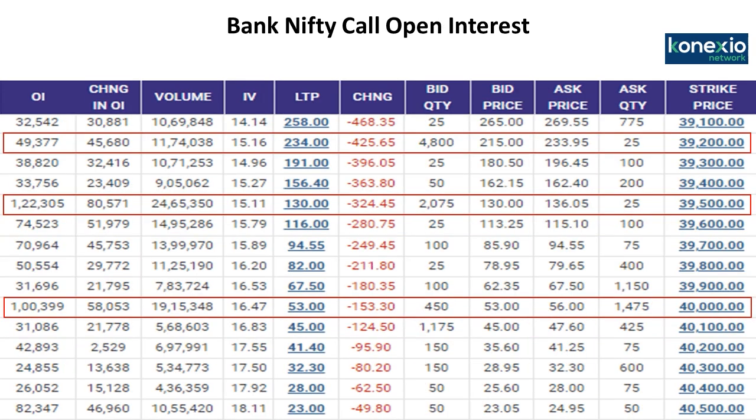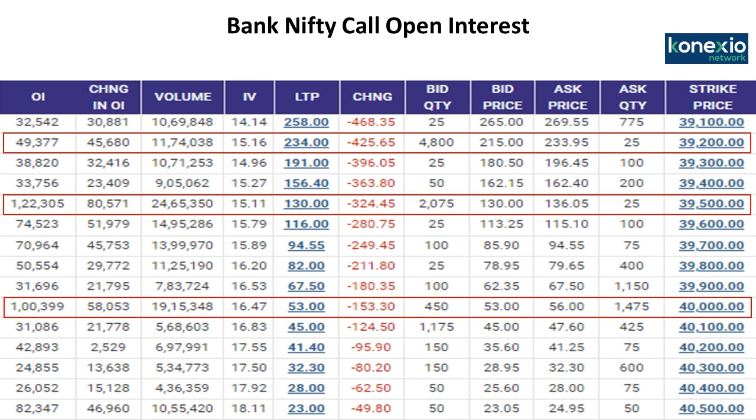Now let us discuss what we have observed in Bank Nifty calls. In Bank Nifty calls, the action was seen in 39,200 calls, then 39,500 calls, and 40,000 calls. And the highest open interest was witnessed in 40,500 calls. Now here you can see there has been a rise in the open interest, volumes are also high, but there has been a significant drop in the option premium. You can see the percentage. Implied volatility is between 15.11 to 16.47.